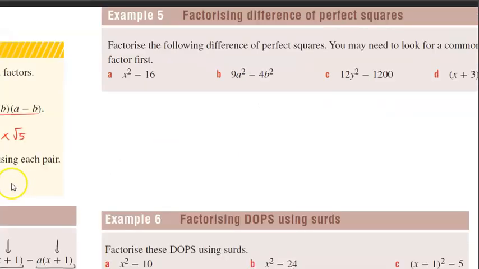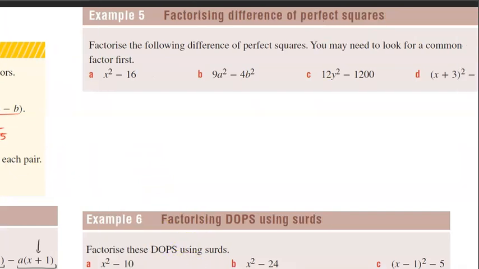We're going to factorize the following difference of perfect squares. You may need to look for a common factor first if that's the case. Okay. What they mean by common factor is, before we factorize, is there anything in common between x squared or 16? Is there any common number? In this case, not really. There's no commonality between the two.